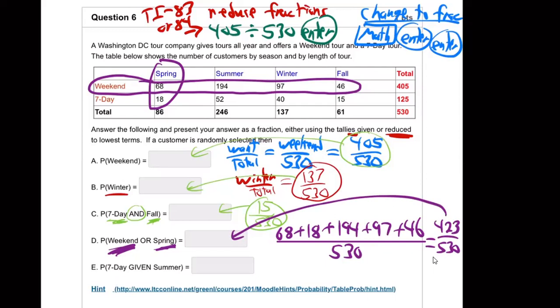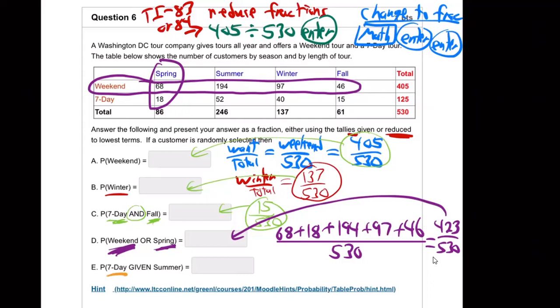So they're really testing us here on the difference between and or, which is super, super important that you understand in probability, right? And means you got to do both. So how many tours were 7-day and happen in the fall? Just those 15. But how many tours are weekend tours or spring tours? All the ones circled. So we had to add all those up.